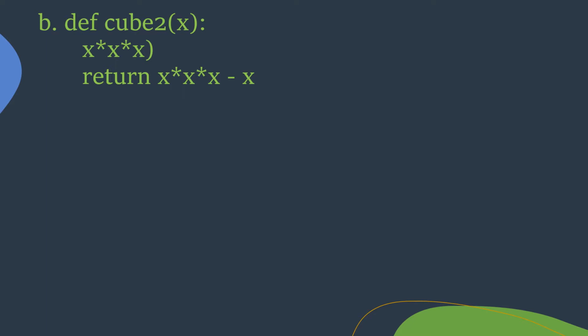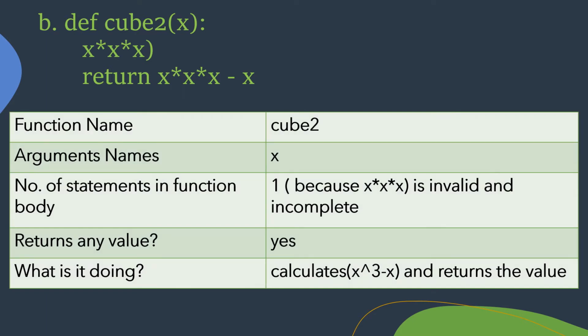Now the next code is like this: def cube2 within parenthesis x. Then there is something, x into x into x, and there is one closed parenthesis. Then return x into x into x minus x. So here the function name is cube2. There is only one argument, that is x, and the number of statements in the function body is, you can say there is only one statement, the return statement, because the second line, that is x into x into x with a closed parenthesis, is basically some invalid or incomplete statement. We can't consider that one, so there is only one statement within the function body.